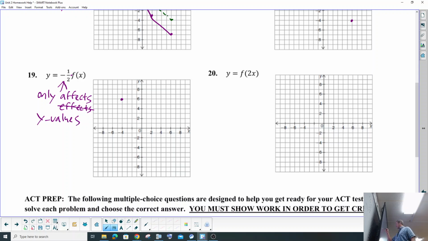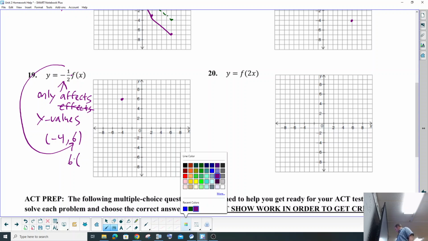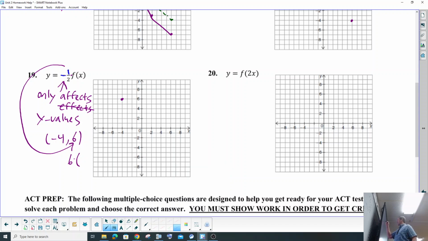So we go negative 4, up 6. So here's our negative 4, up 6. And so we take the negative 1/2 now, and we're going to go ahead and multiply it with the 6. So 6 times negative 1/2 is what? That's negative 1 times 6 is negative 6, and 2 still is on the bottom because you multiply straight across. Yeah, negative 3. Wow, that's going to jump way down there to negative 3.